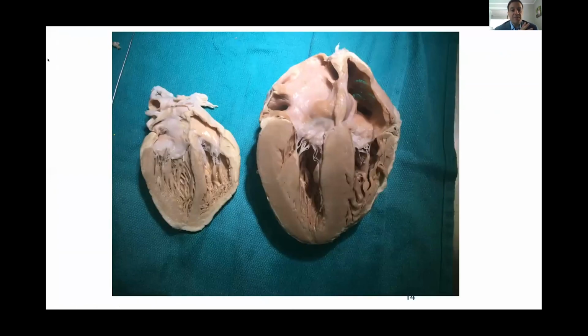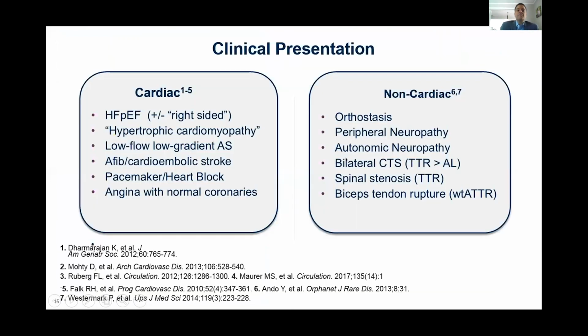These are autopsy specimens of a normal heart on the left and a just incredibly infiltrated and enlarged heart on the right of a patient with ATTR wild type. And again, you can see the crowded chamber, the biventricular thickening causing stiff ventricles, and the dilated atria. So how do these patients present to us?